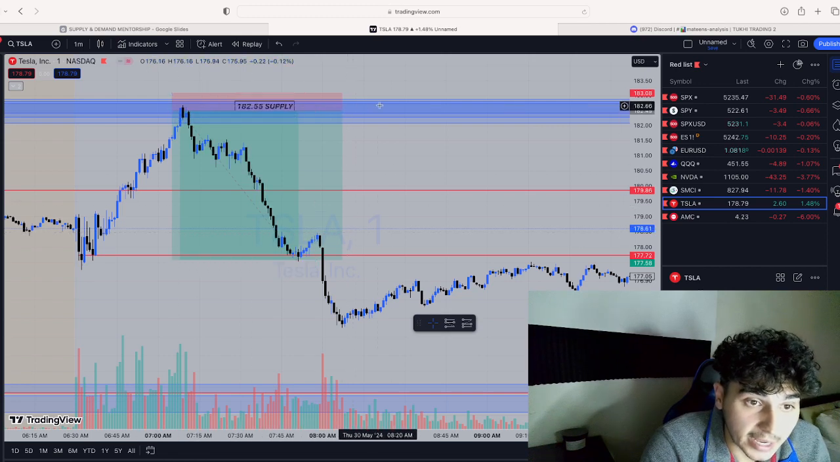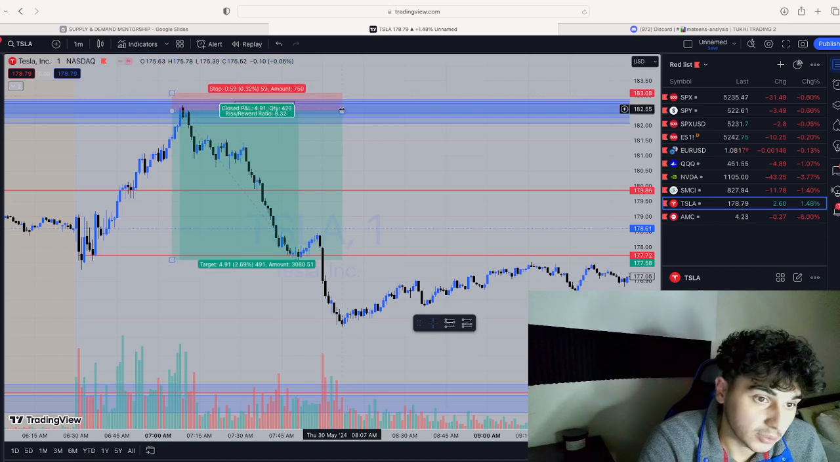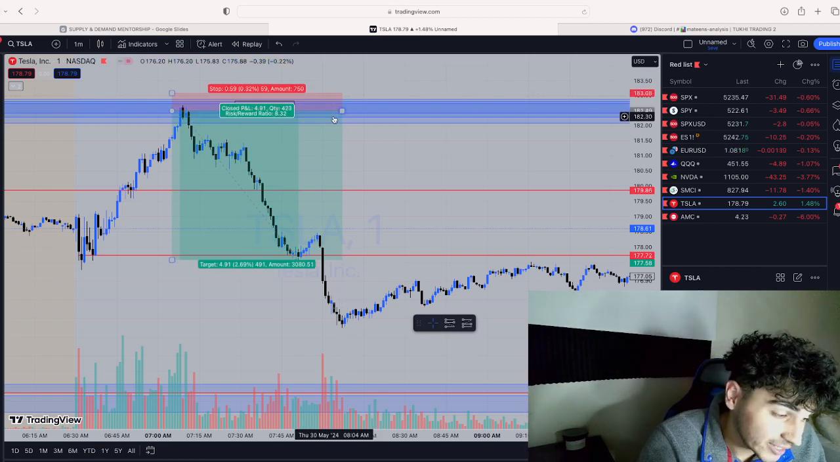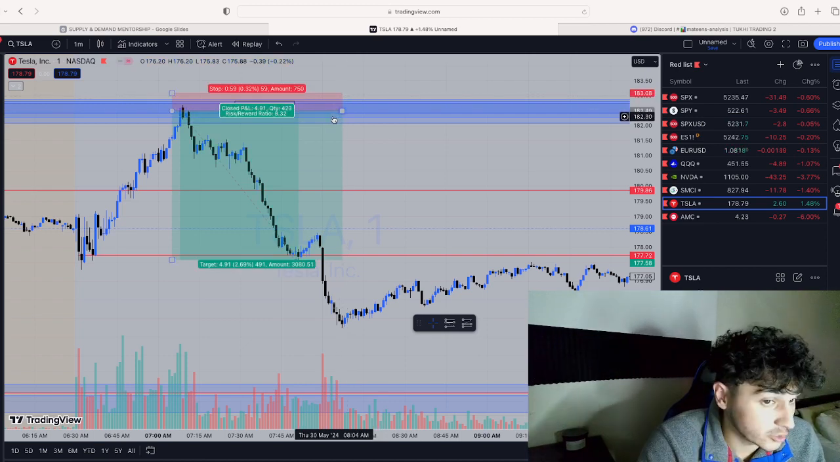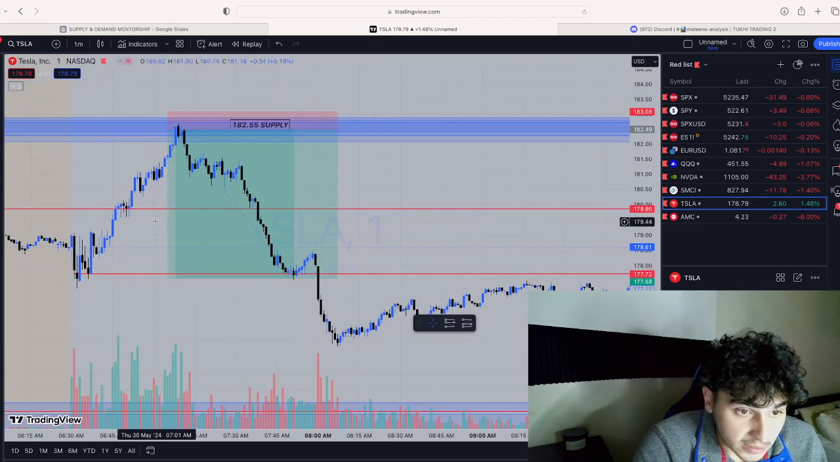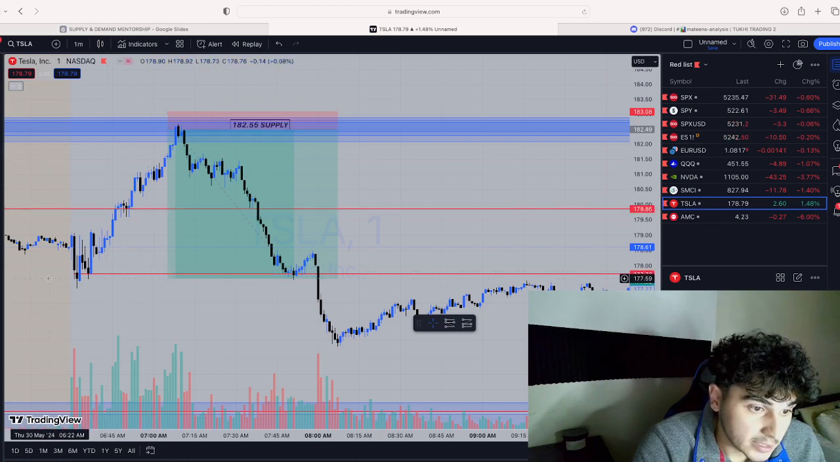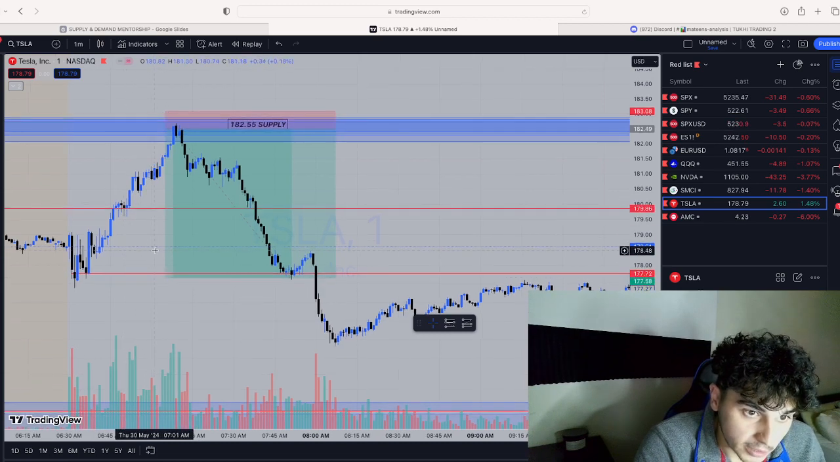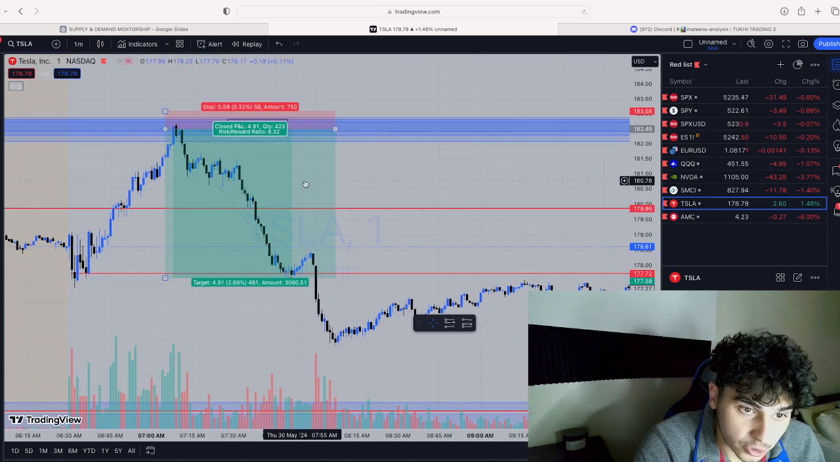You can see that I had taken my entry all the way up here. Stop loss was a close above the supply, so I was risking very little, right? Our risk was beautiful. And then you can obviously see here were my main targets, this low right here, as well as the daily low, which was right here. Those were both of my main targets, and you can see how well this trade worked out.